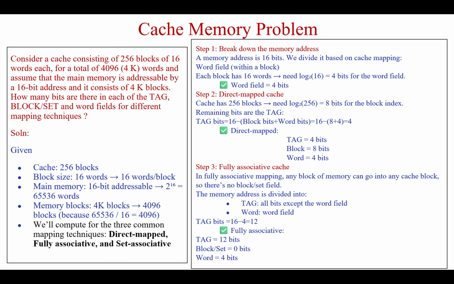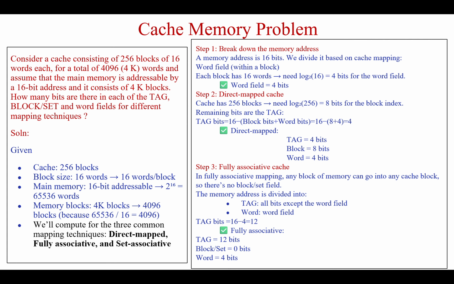How many bits are there in each of the tag, block or set, and word fields for the different mapping techniques? First, what are the points they give here? Cache size is 256 blocks, and block size is 16 words per block. Main memory is 16-bit addressable, that is 2 power 16, which is equal to 65,536 words. Memory blocks: 4K blocks, that is 4,096 blocks.